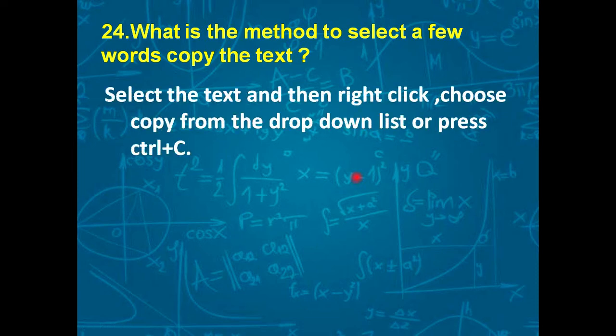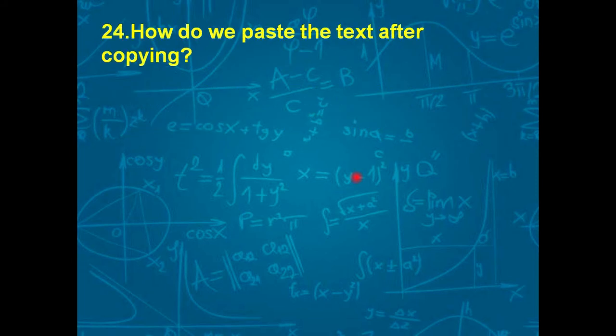This is the method. Select the text and then right click, choose copy from the drop down list and press Ctrl C. The shortcut key to copy the text is Ctrl C. Question number 4: how do we paste the text after copying?